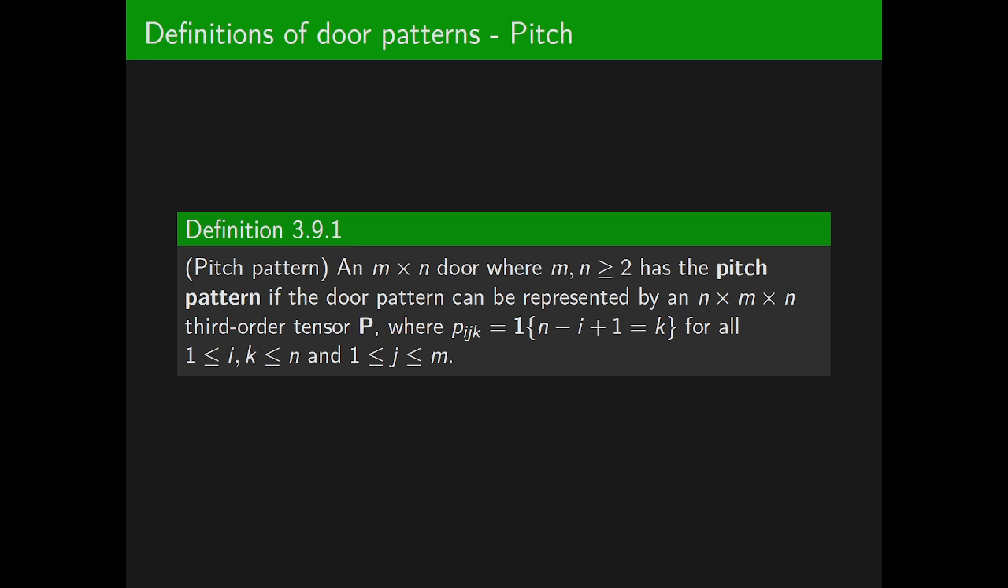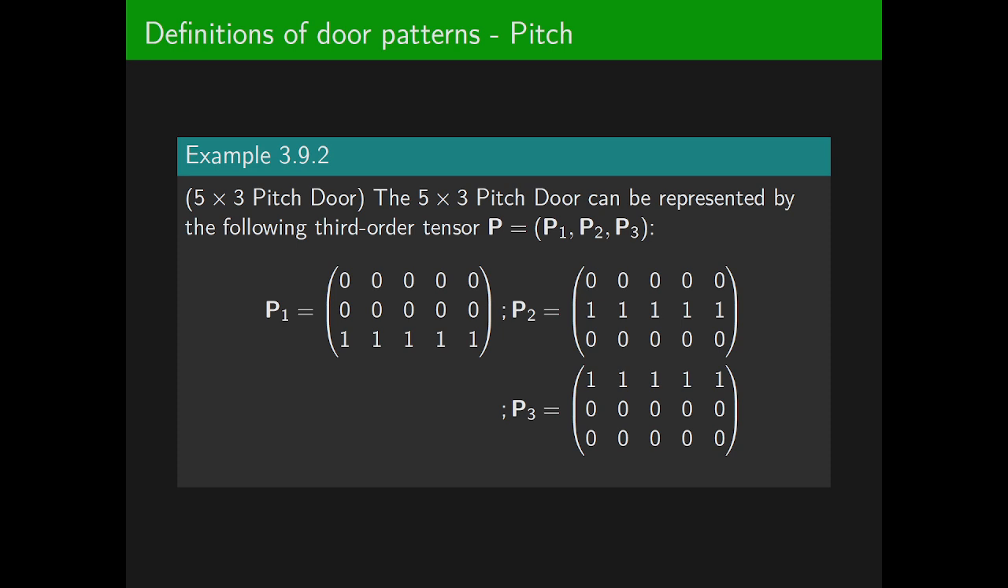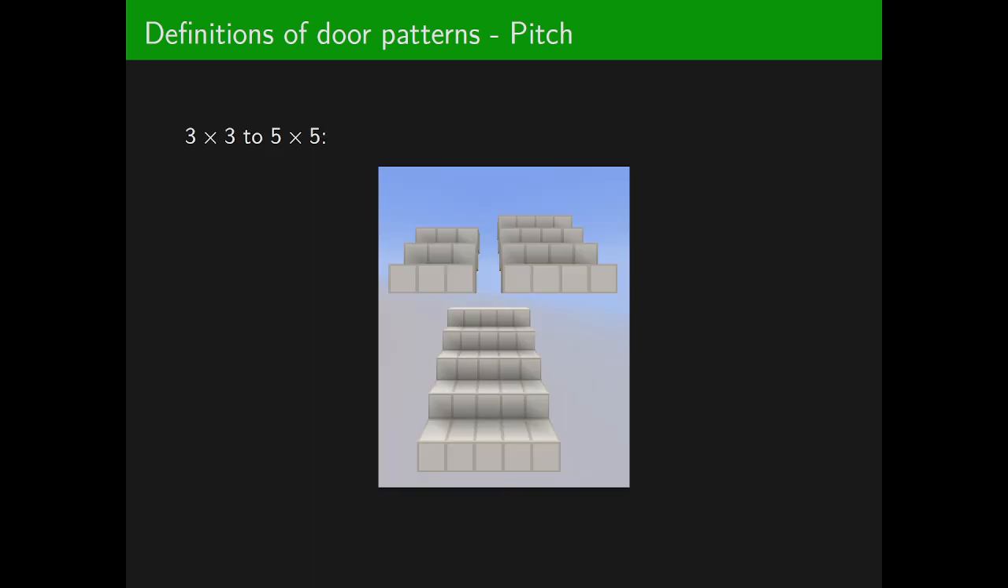So, plug in the values. It's just basically a bunch of rows of ones. Yeah, it looks like this. And then if you really want some Minecraft screenshots, here's 3x3 to 5x5. It's just like a staircase to top, a block staircase to top. This is how the pitch pattern is basically defined.